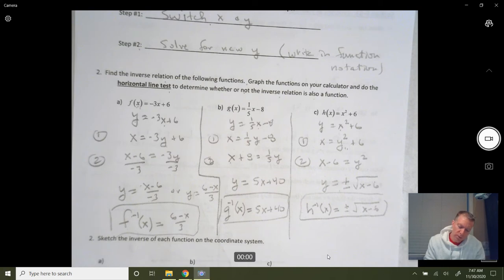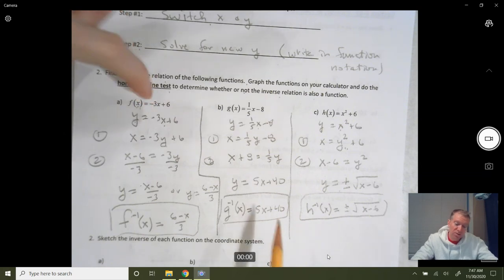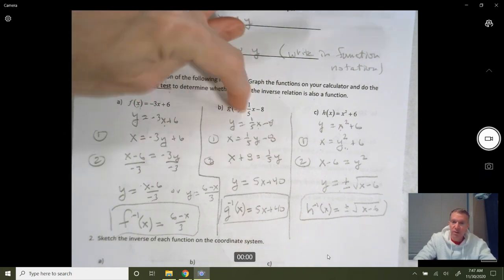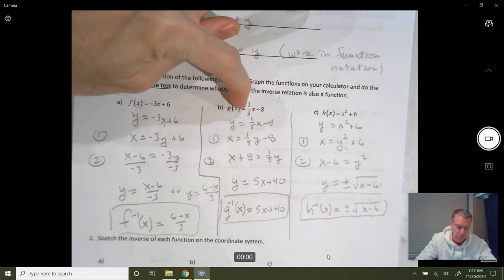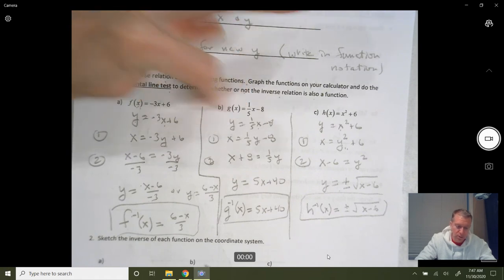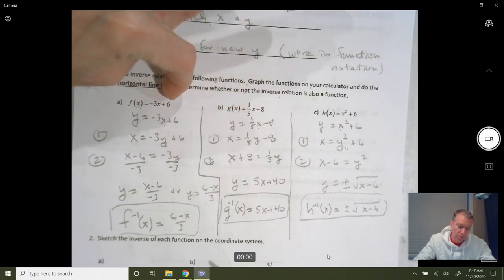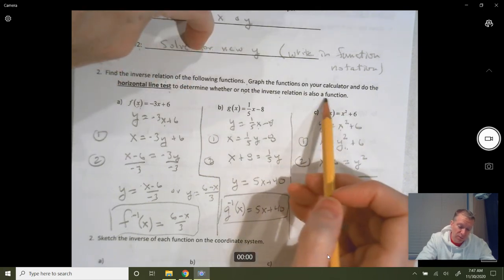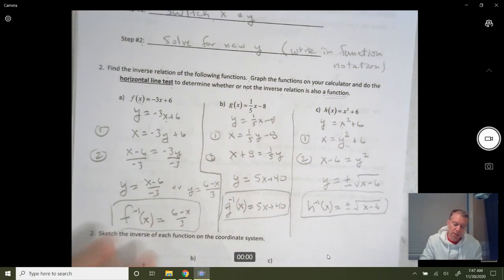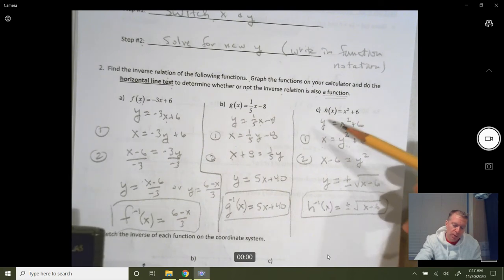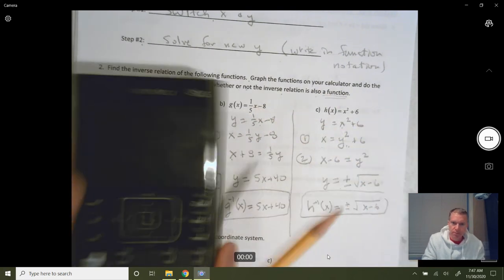Okay, let's type in, these two are linear. When you have a line, as long as that line is not horizontal, then its inverse will also be a function. You can do the horizontal line test. We'll do one of these. Let's do this one, number B.